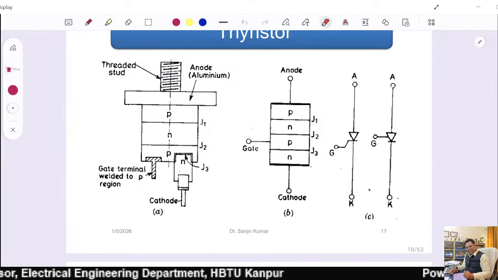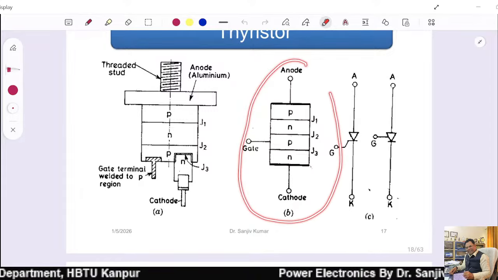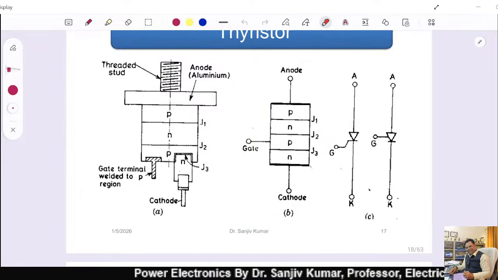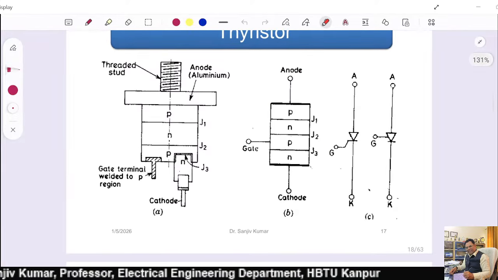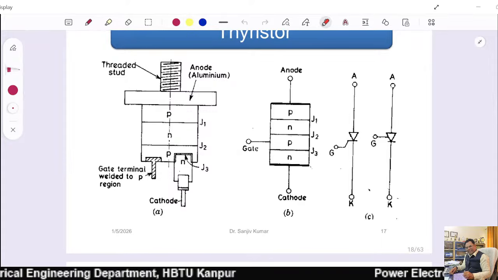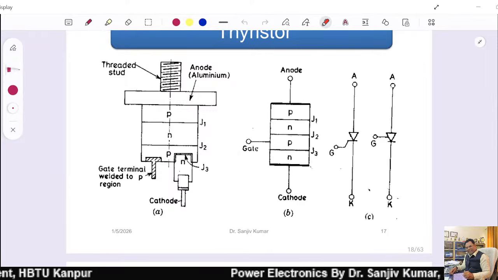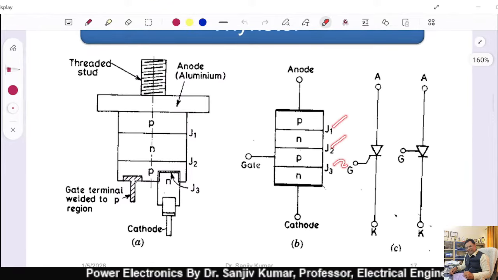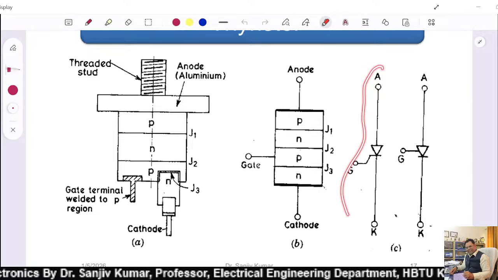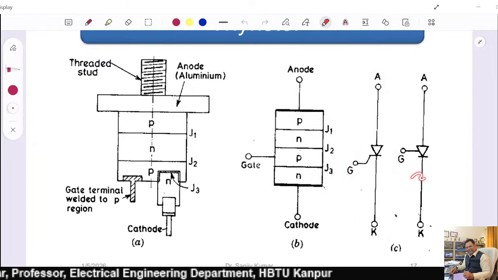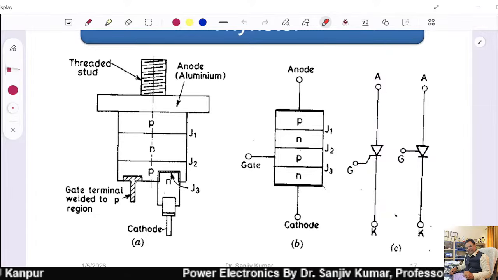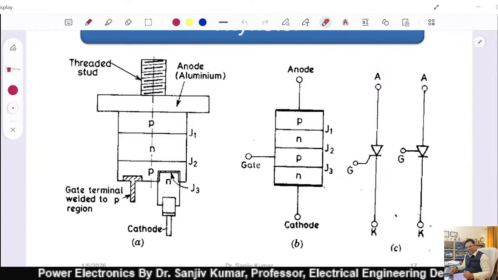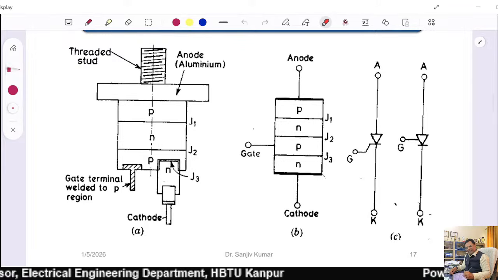So this is the schematic diagram. This figure is having three terminals, anode, cathode and gate, and it is having three junctions J1, J2 and J3. And this is the circuit symbol, means in the circuit you can see like this: anode, cathode and gate. So this is the basic symbol as well as circuit and constructional diagram of Thyristor.